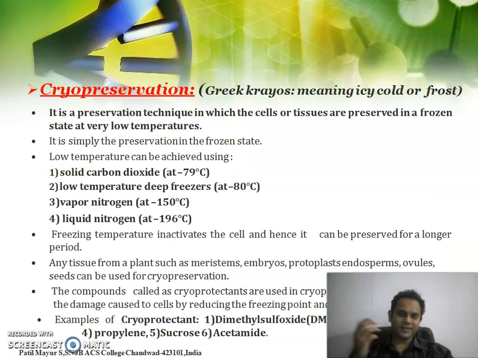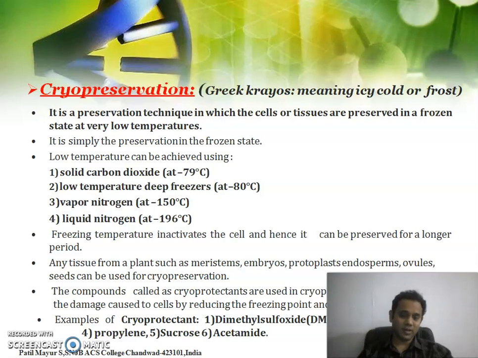After that, we studied the sophisticated or advanced technique of preservation, that is cryopreservation. In that, chilling treatment is given to a cell or a sample. They are preserved in a frozen state, around minus 196 degrees Celsius temperature is achieved through this method, by using different chemicals or elements like liquid nitrogen, vapor nitrogen, deep freezers or solid carbon dioxide.